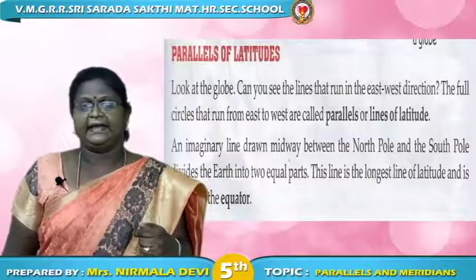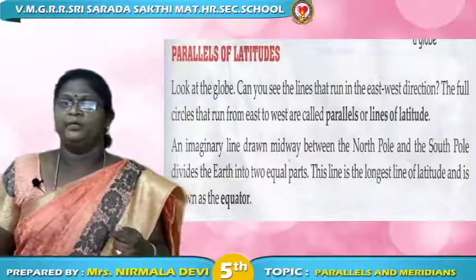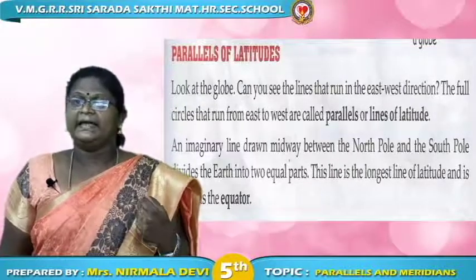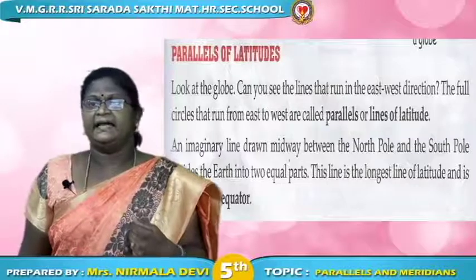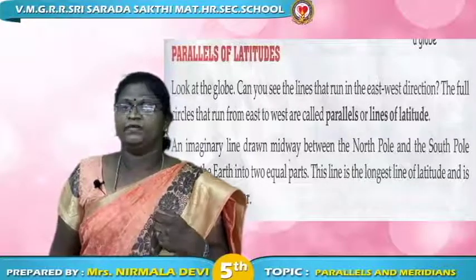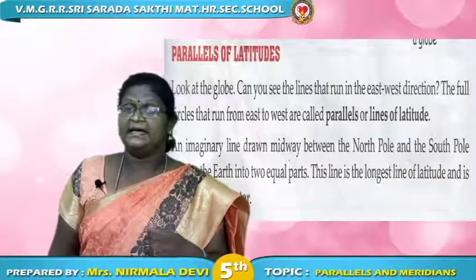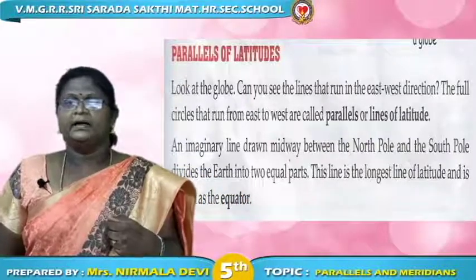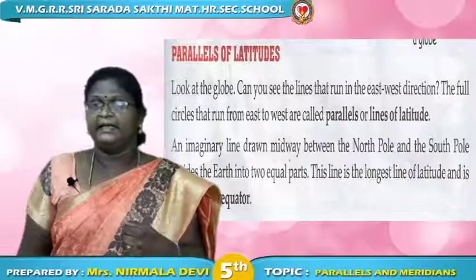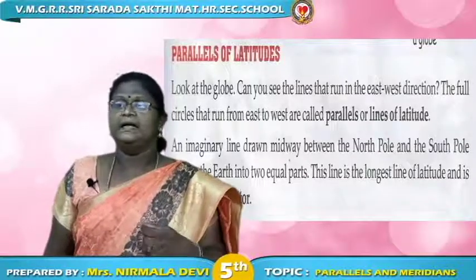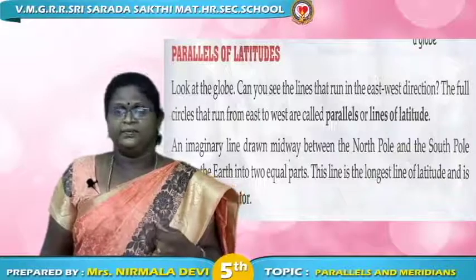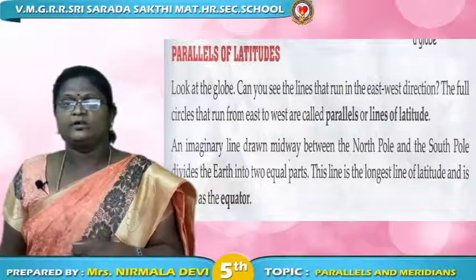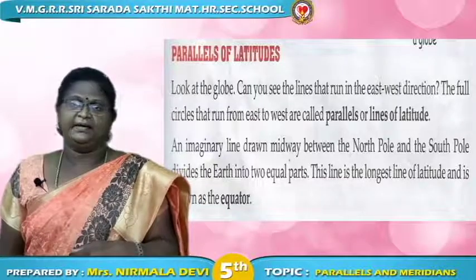An imaginary line drawn midway between the North Pole and the South Pole divides the Earth into equal halves. This line is the longest line of latitude and is known as the equator. The half of the Earth from the equator to the North Pole is the Northern Hemisphere, and the other half from the equator to the South Pole is called the Southern Hemisphere.